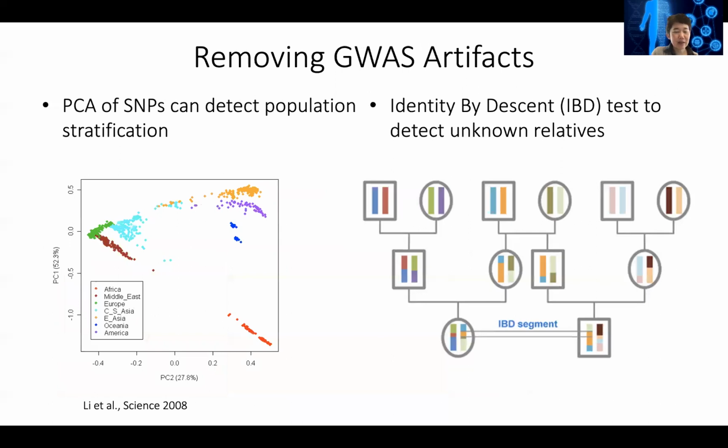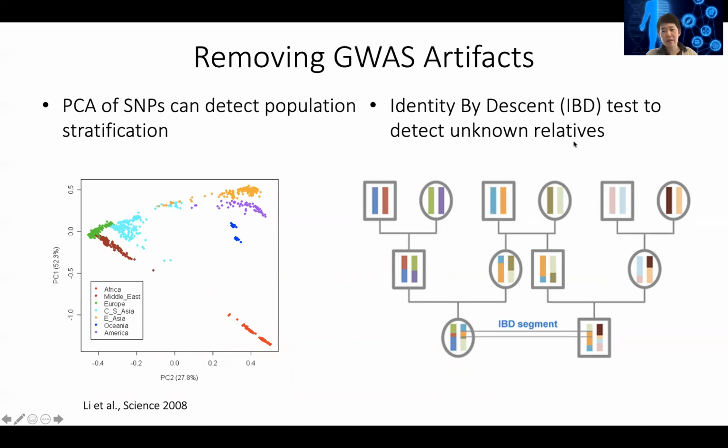So this is one example. If you also just run the PCA on all the SNPs, you can already see on this PCA plot that there are people from different populations. And so, correct for the population difference from your case control studies that are arising from the uneven populations in the different cohorts. Another situation is there are some unknown relatives.